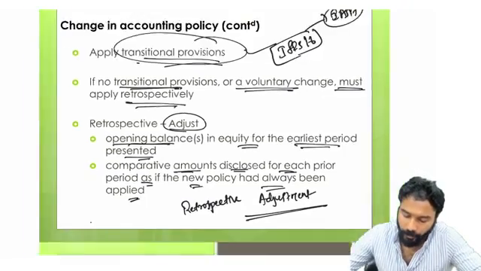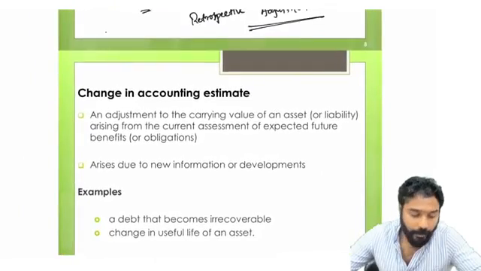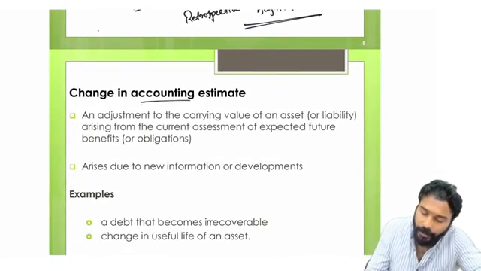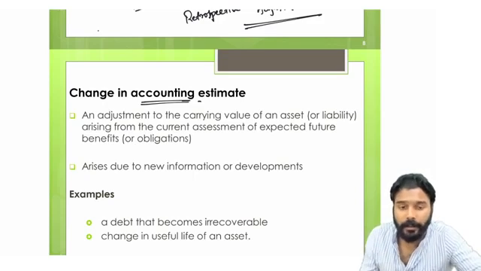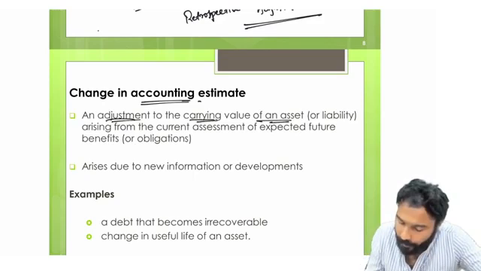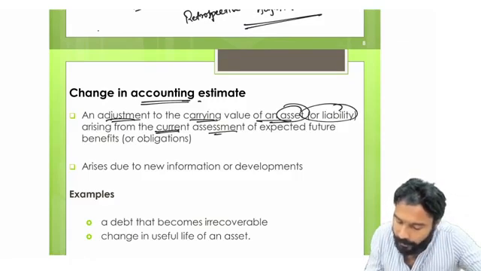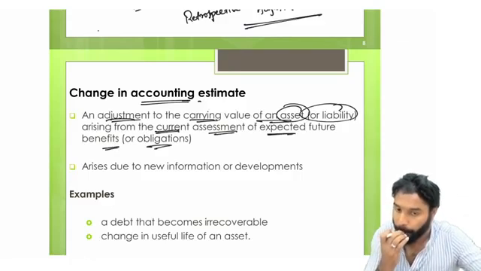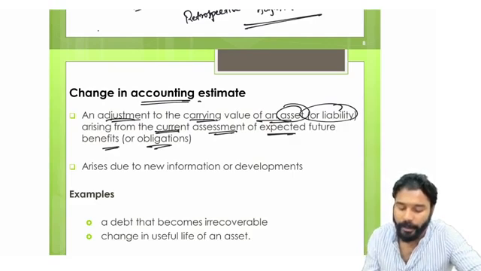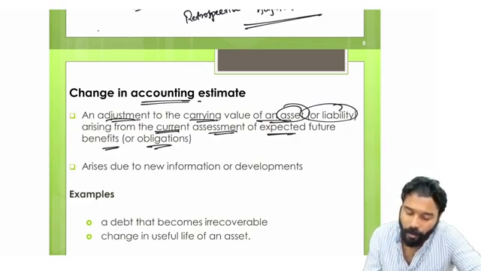Clear? Perfect. Then in the same way, when there is a change in accounting estimate, it is an adjustment to the carrying value of an asset or liability arising from the current assessment of the expected future benefits or obligations. So if there is an adjustment to the carrying value of an asset or a liability arising from the current assessment of expected future benefits or obligations.